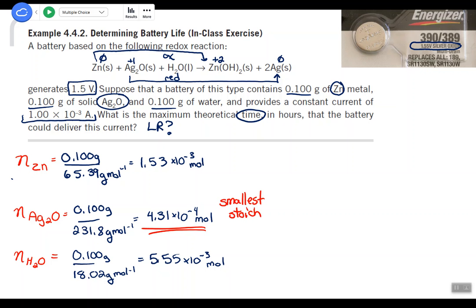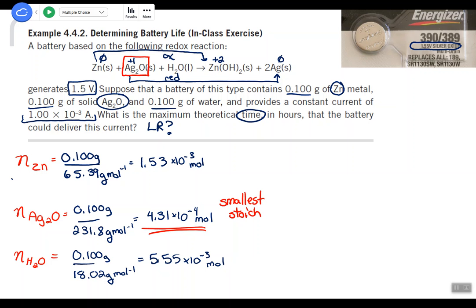I need to see, well, if I used up 4.31 times 10 to the negative 4 moles of silver oxide, how many moles of electrons would be transferred? Well, I need to do a little bit more critical thinking here. Based on the balanced equation, 1 mole of Ag2O, silver oxide, produces 2 moles of silver. How many electrons are being transferred in this reaction?